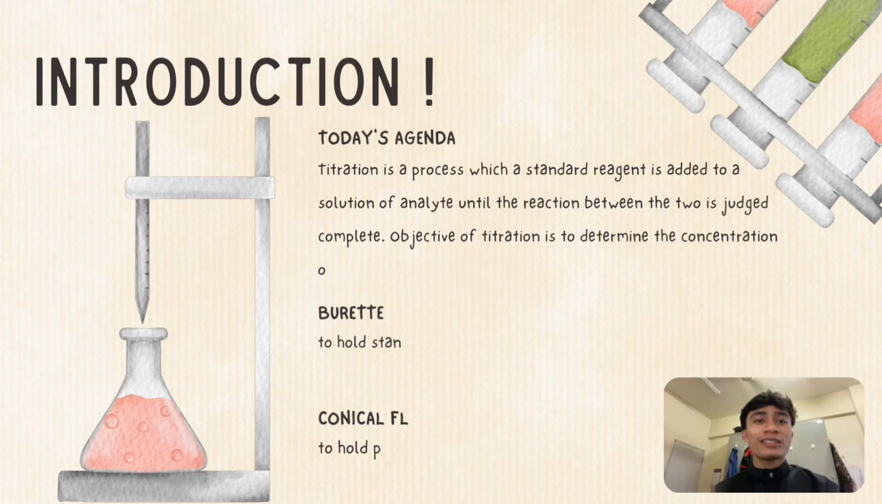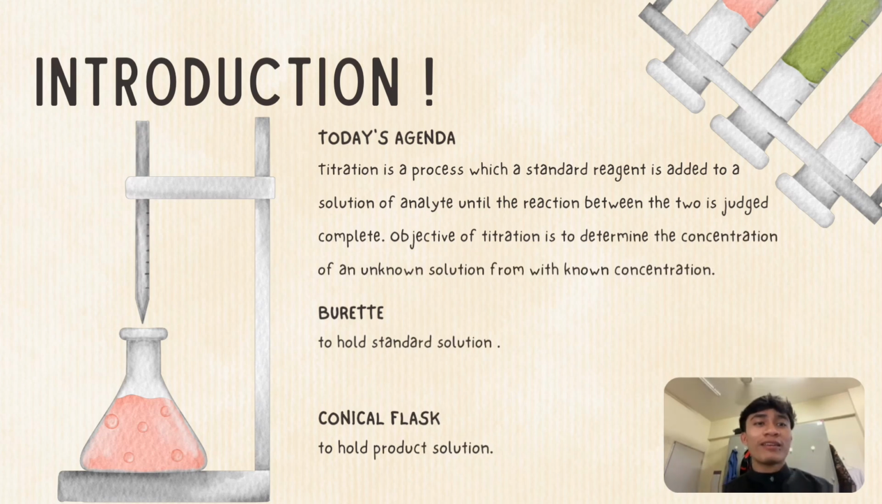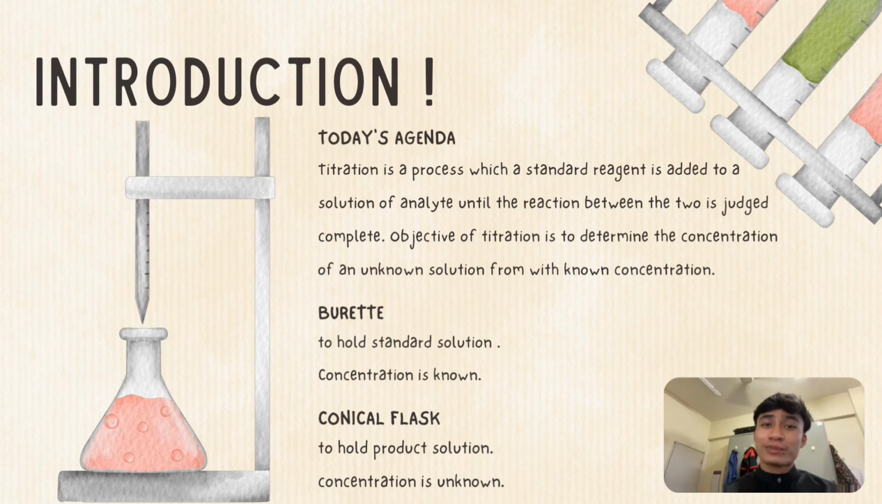Titration. Titration is a process in which a standard reagent is added to a solution of analyte until the reaction between the two is judged complete. This technique is commonly used in the food industry for various purposes, primarily in quality control and to determine the concentration of specific components in food products.